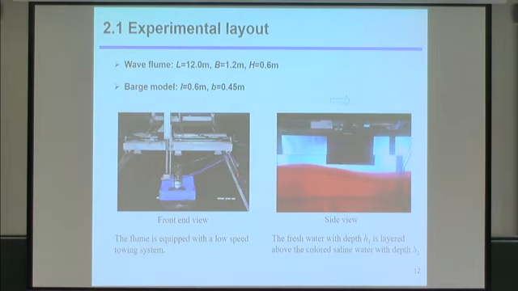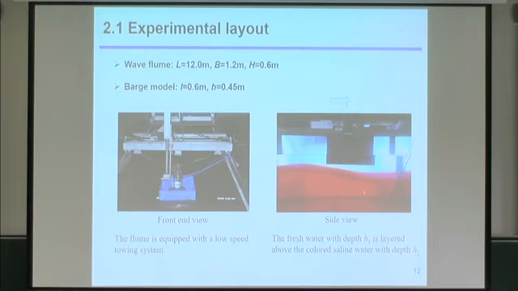Here is a trail on it. The size of the flume is: width is 1.2 meters, and the total length is 12 meters. But in my experiment, I just used about 7 meters, which is enough. And the water depth is constant during this experiment. It's just 0.6 meters, not changed.